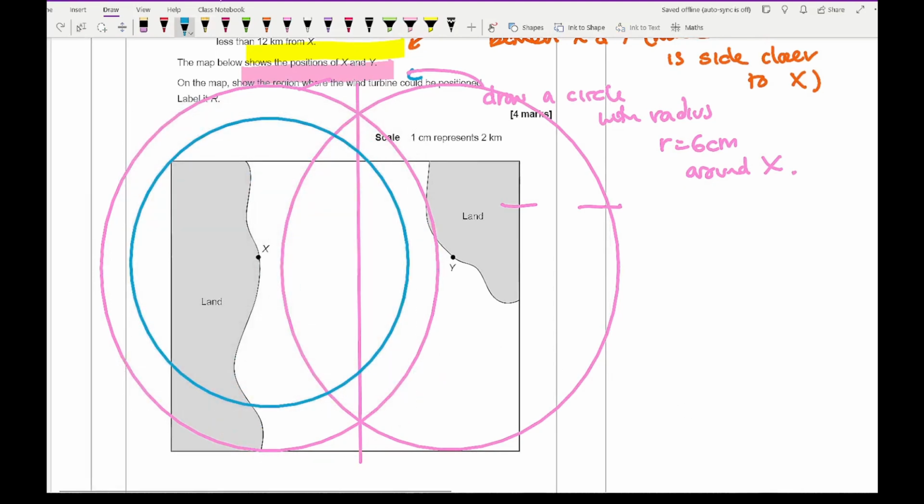And so this circle here has a radius of 6 centimeters. And then the area R is going to be this region here. Now you can shade it, but you've definitely got to label it. And let me just find the colour that's going to go there. And that's my region R.